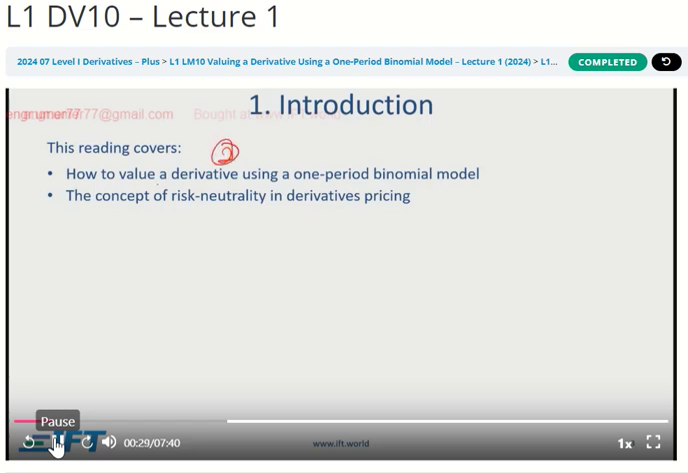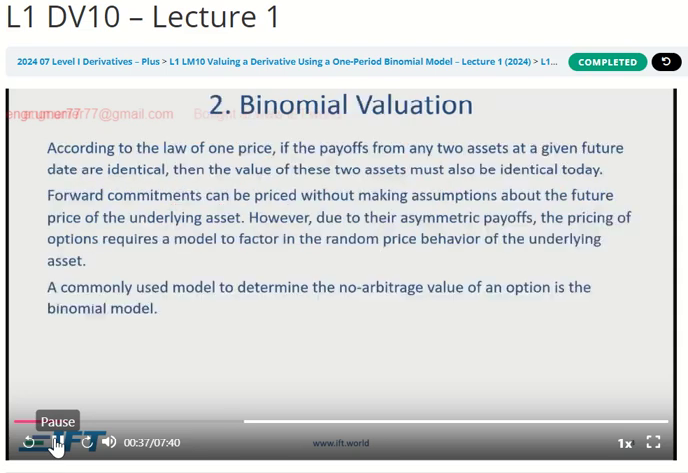So in the first video, we'll get into the introduction. In the second one, we will get into how to value a derivative using a one-period binomial model. And in the third one, we'll get into risk neutrality. So let's get started with an initial discussion about binomial valuation.